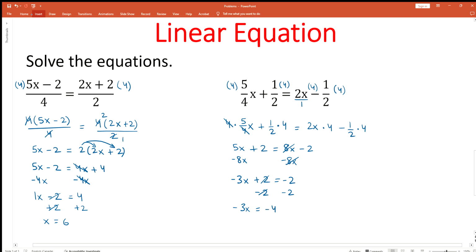Next, we should divide both sides by negative 3. We can cancel out the negative 3 on the left side. I get x equals negative 4 over negative 3. The negative signs get cancelled out. I get x equals positive 4 over 3. This is the solution of the second equation.